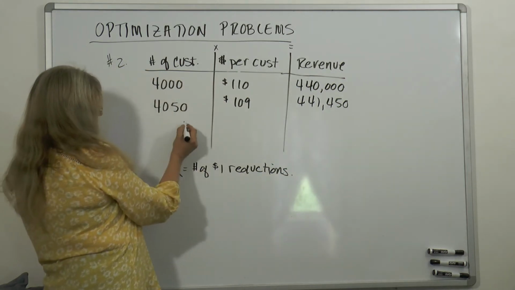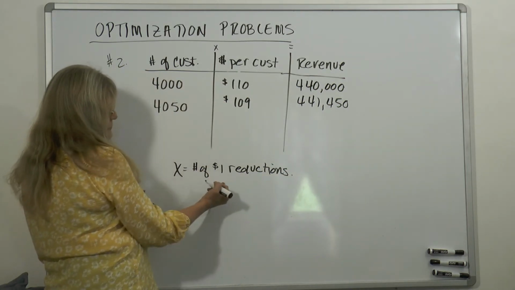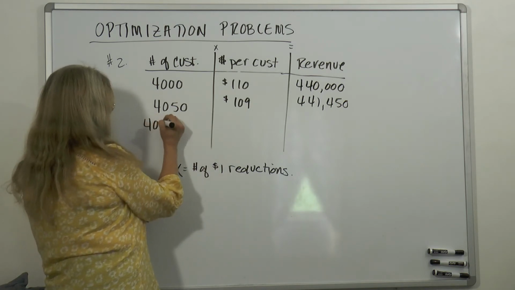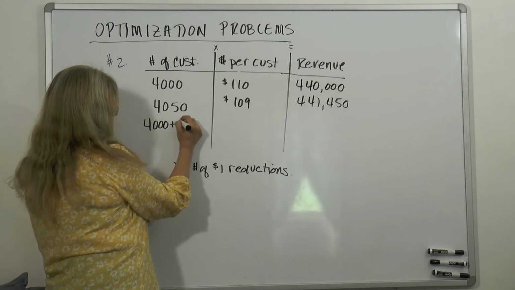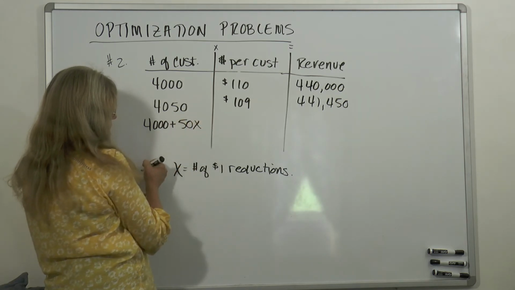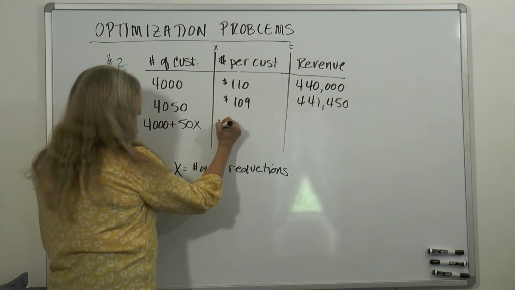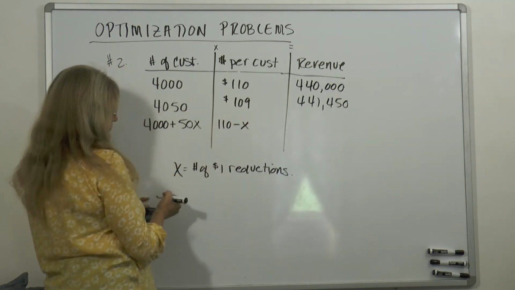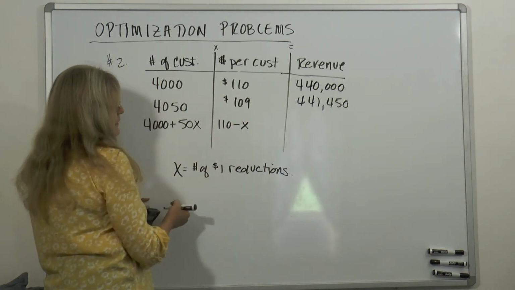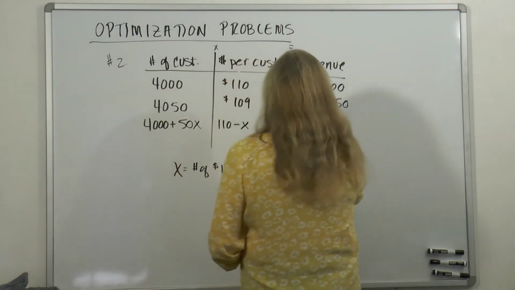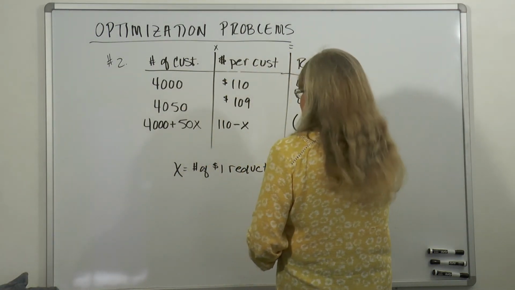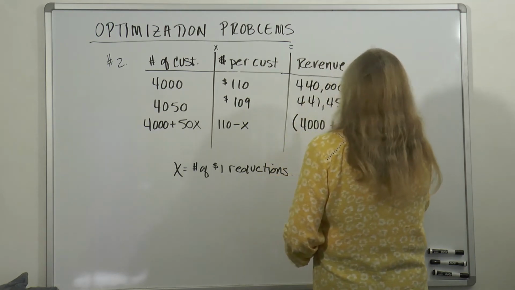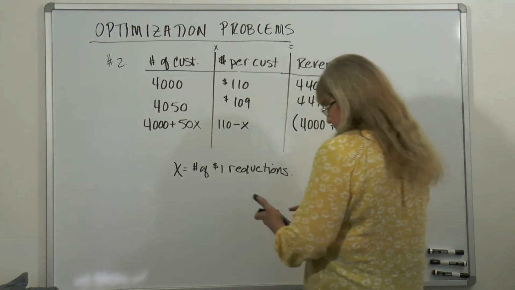So how would I write this? Well, it's 50 times the number of $1 that you knock off. So we have 4,000 customers plus 50x. Our price is 110 minus x times 1. Okay, so our function then is going to be 4,000 plus 50x times 110 minus x.